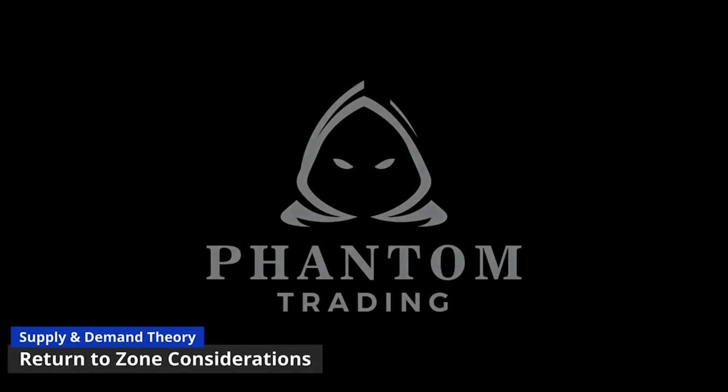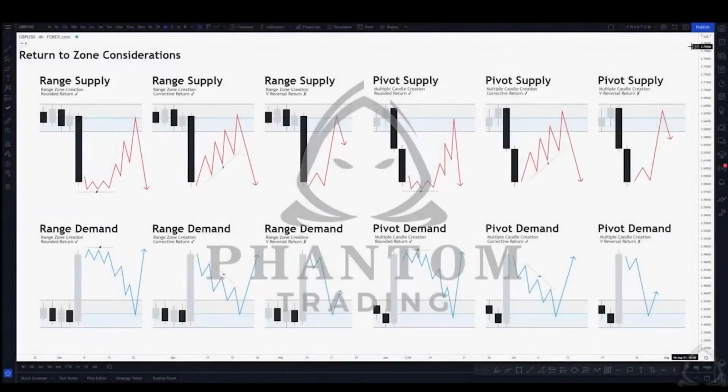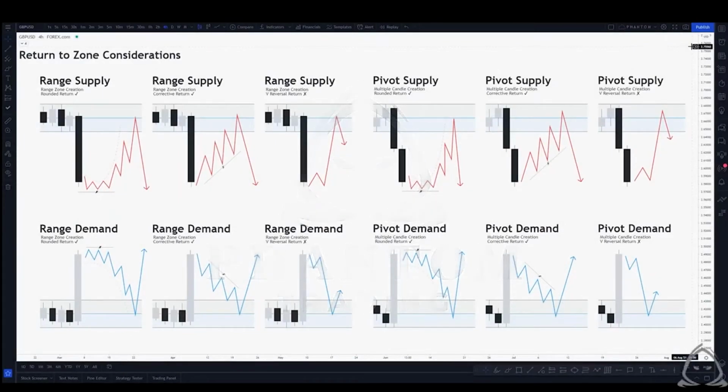Now that we understand how supply and demand zones are created, how we map them, and the different ways that we can map them, the next most important thing is to understand how price is returning to the zone that we are looking to trade and what that may imply for our trade in question. Because as I stated in the previous videos, our job is to identify a supply or demand zone being created, map out that zone, and then patiently wait for price to return to that zone.